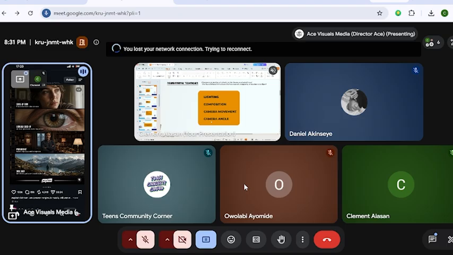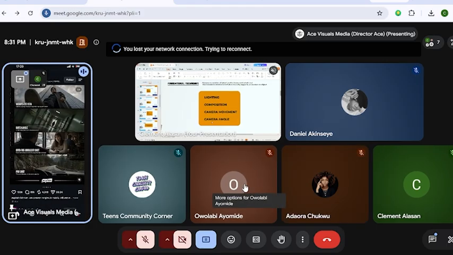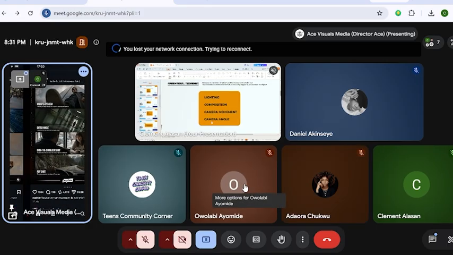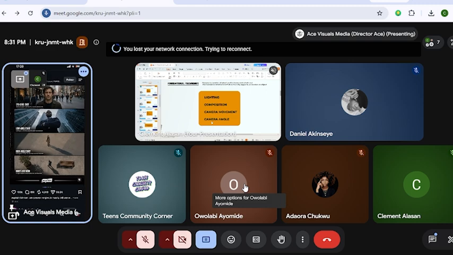So we have close up shot, we have medium shot, we have wide shot. Understand these three first. Close up, medium, wide. Then other angles, we have high level, we have low angle, and we have high angle. Understand these six that I've mentioned. Close up shot, medium shot, wide shot. Then high level shot, low angle shot, and high angle shot.